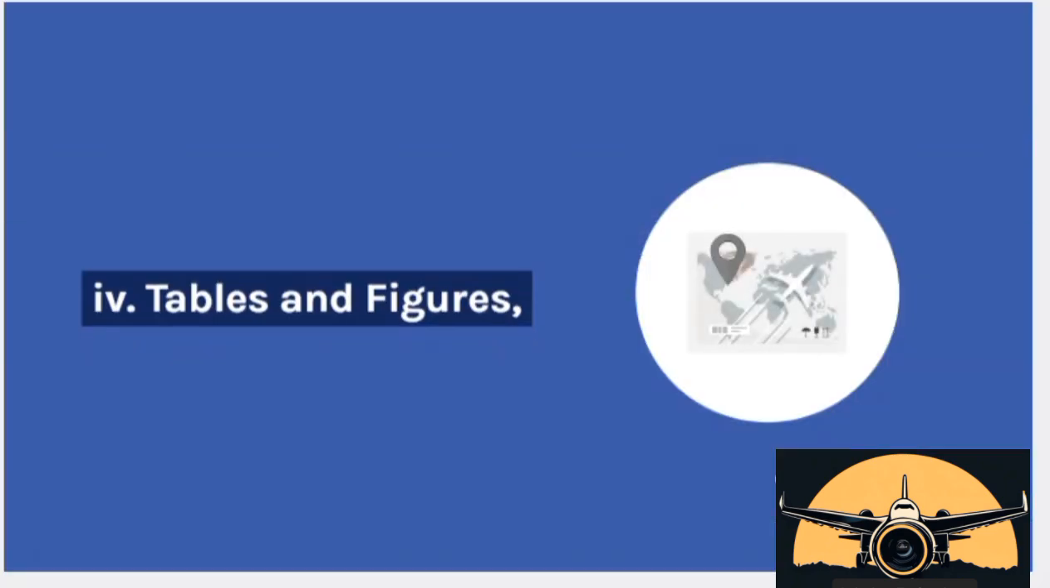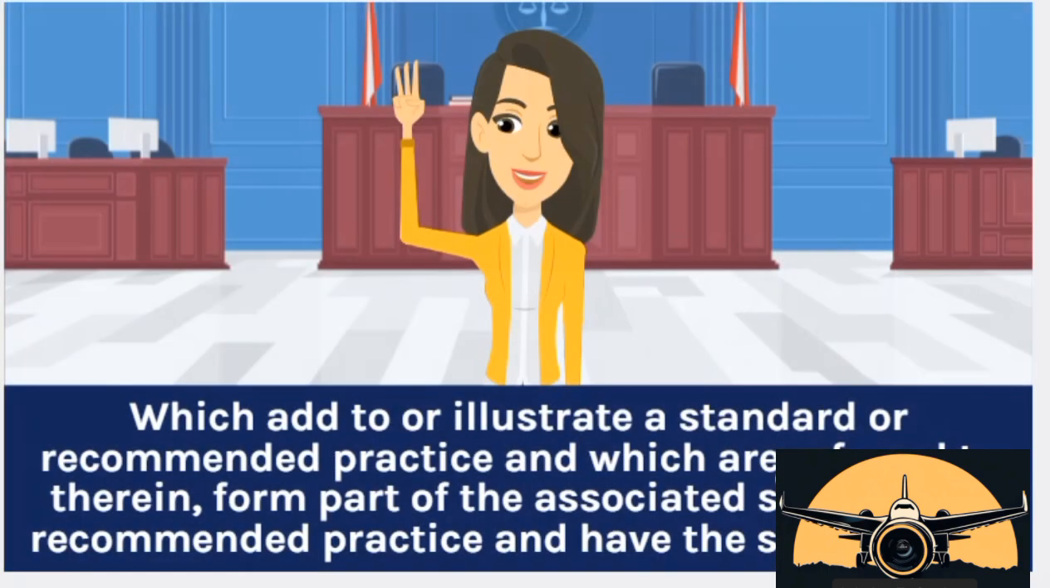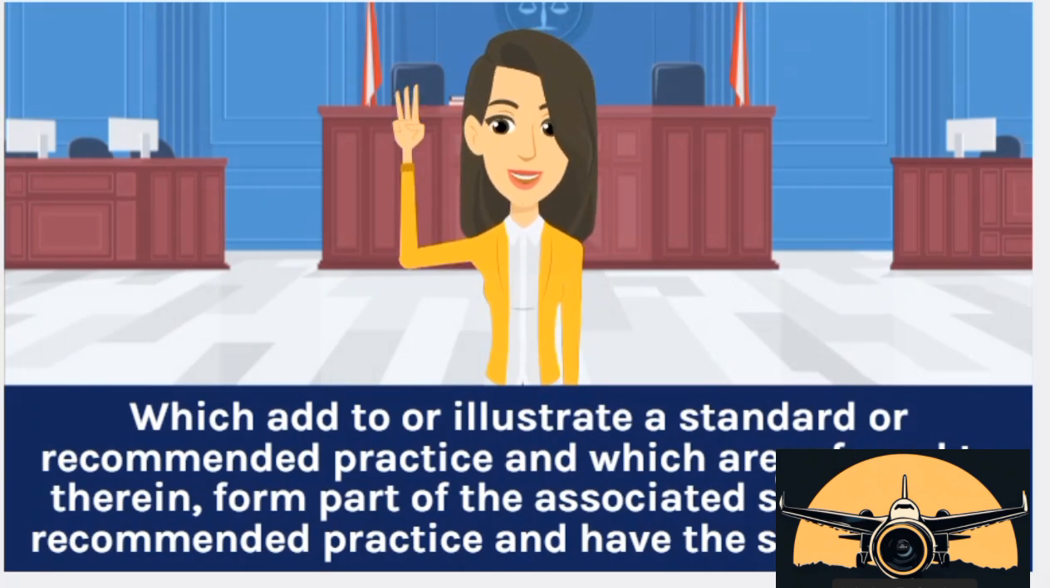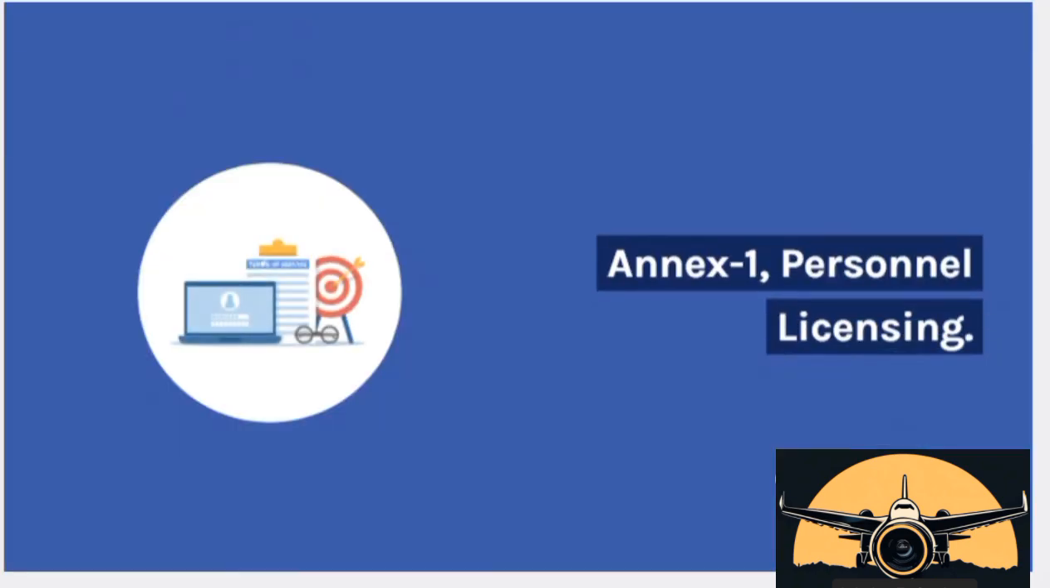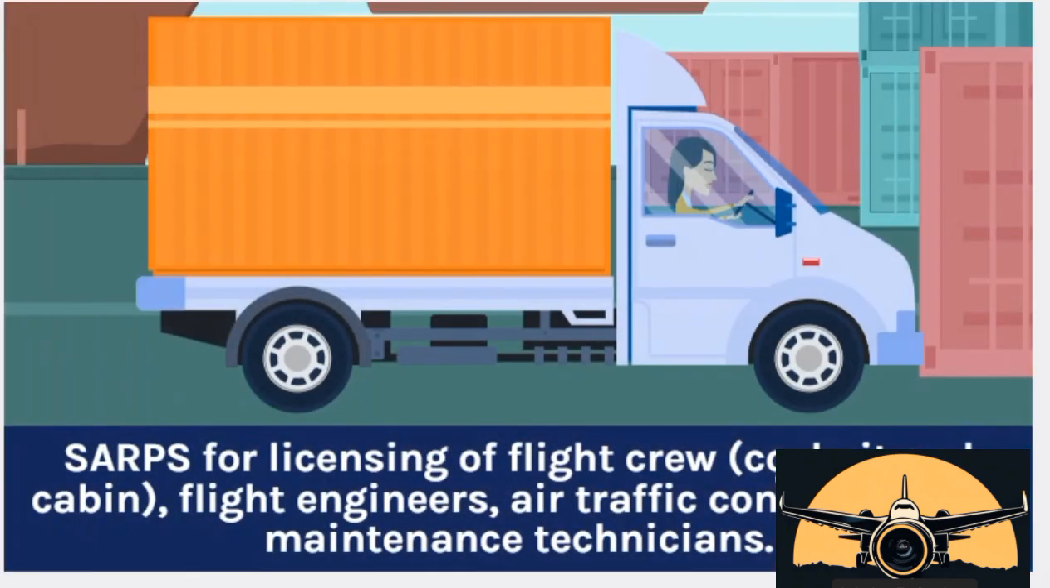4. Tables and figures, which add to or illustrate a standard or recommended practice and which are referred to therein, form part of the associated standard or recommended practice and have the same status. Annex 1. Personnel licensing. SARPS for licensing of flight crew, cockpit and cabin, flight engineers, air traffic controllers and maintenance technicians.